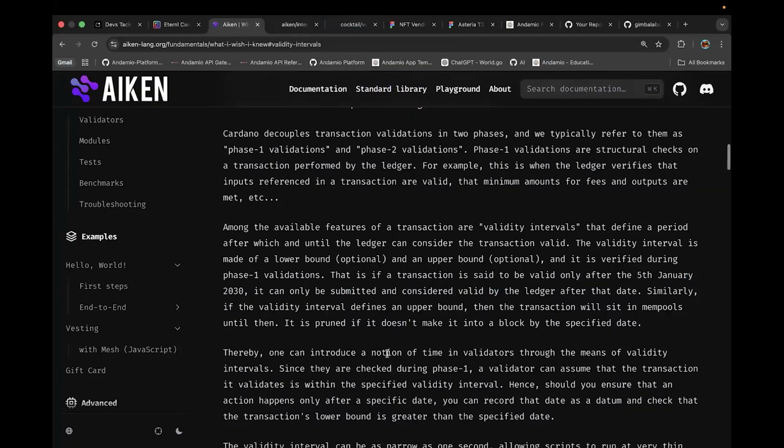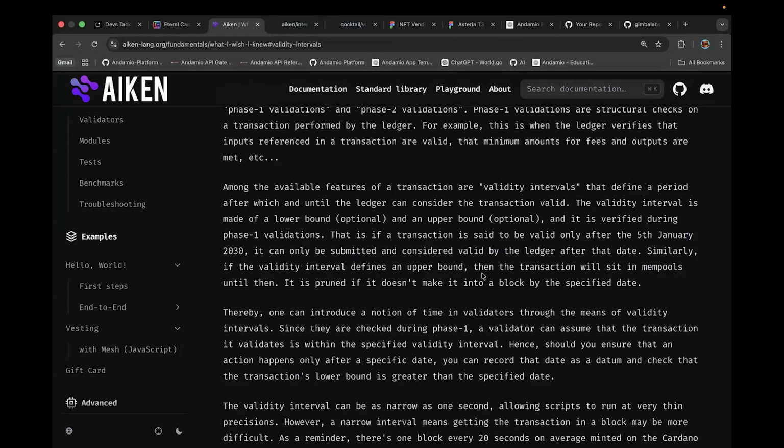Similarly, if a validity interval defines an upper bound, then the transaction will sit in mempools until then. Why will it sit in mempools until then?